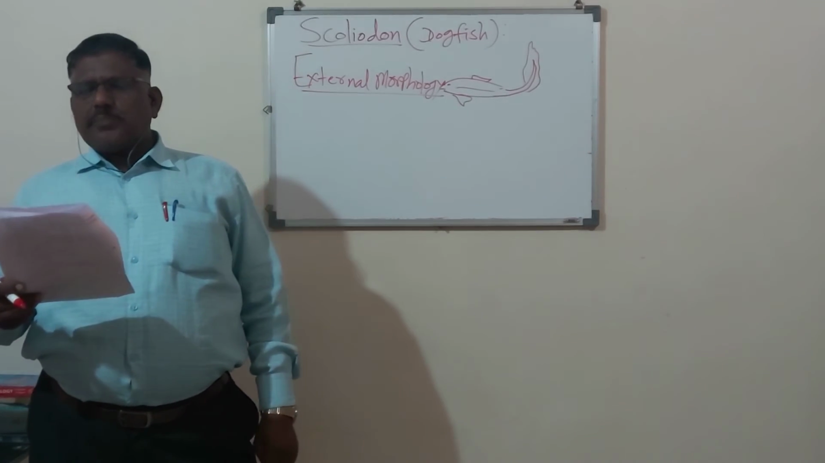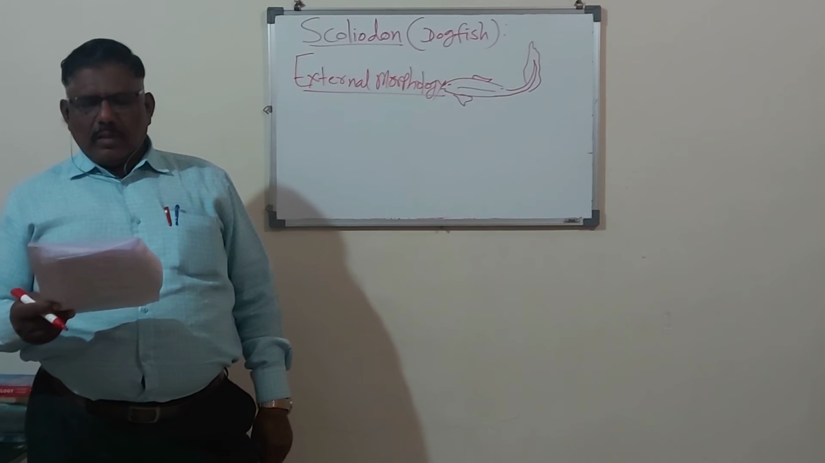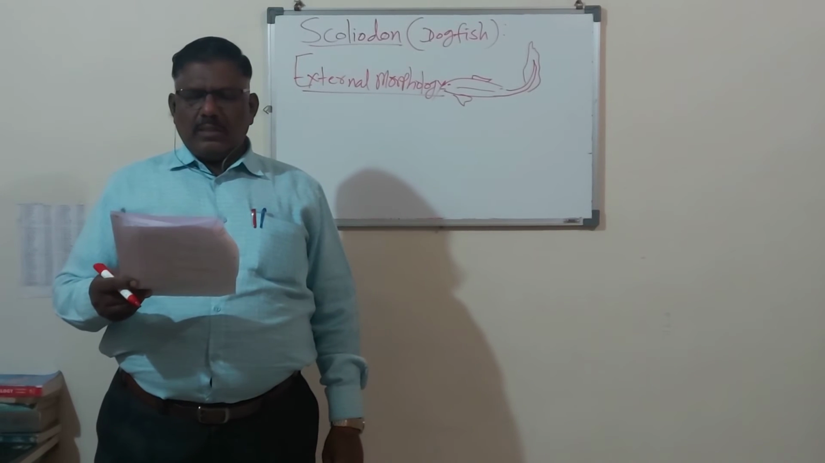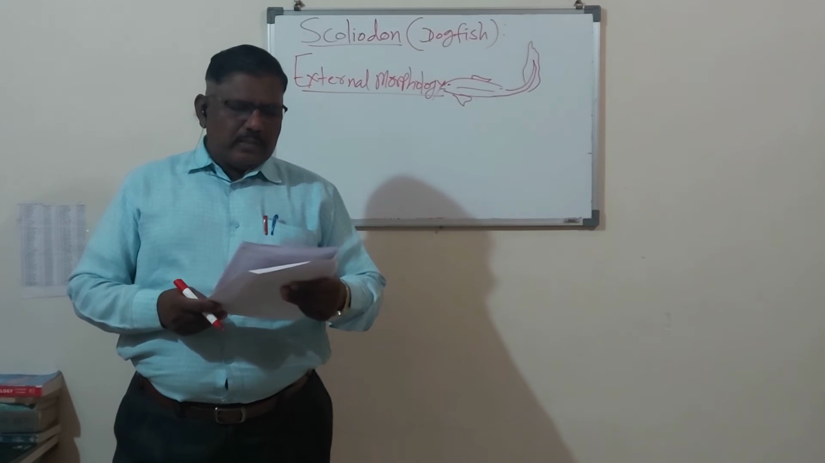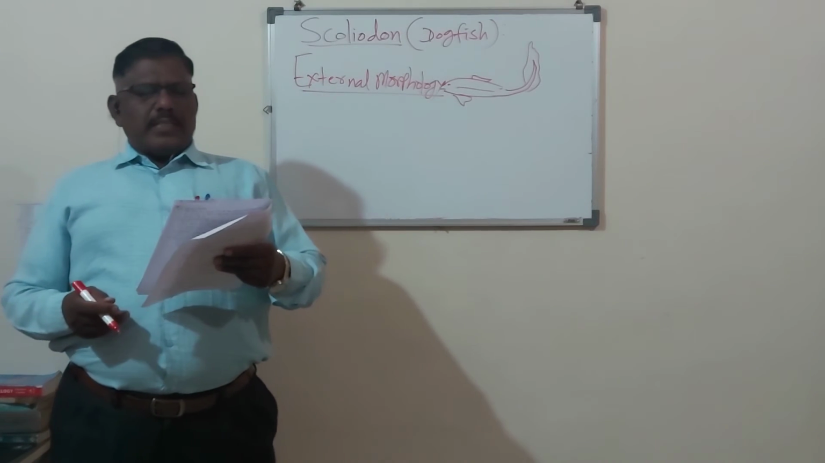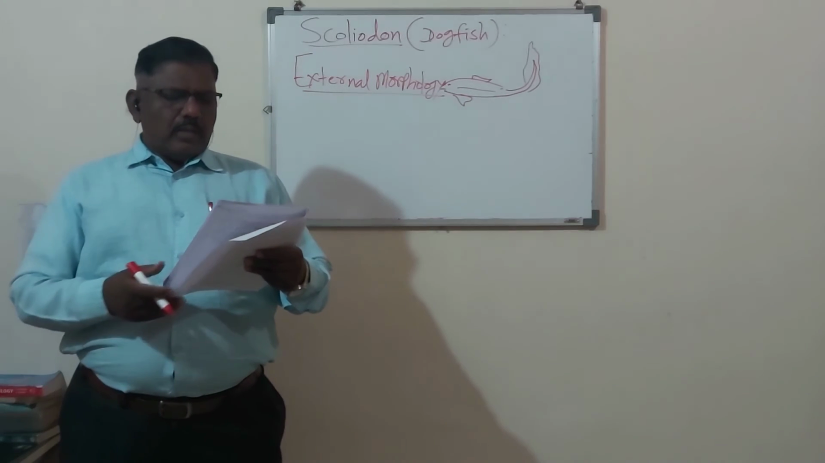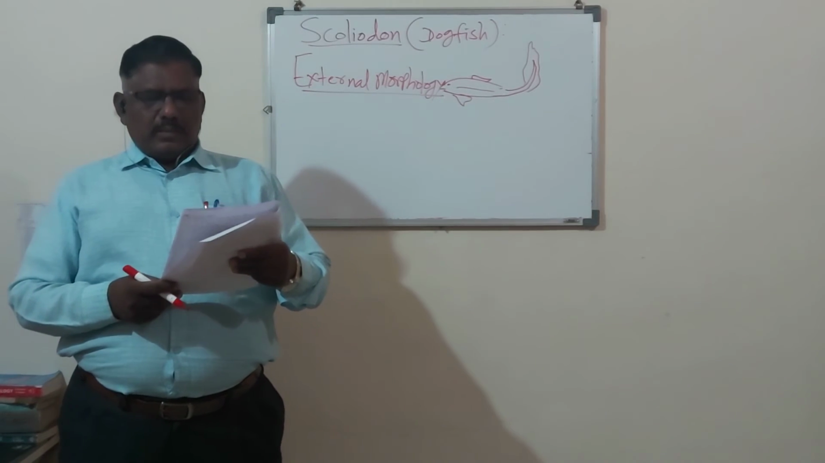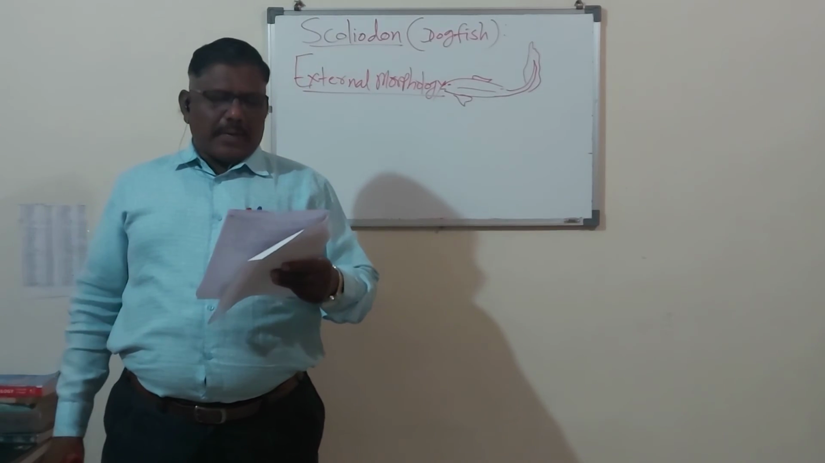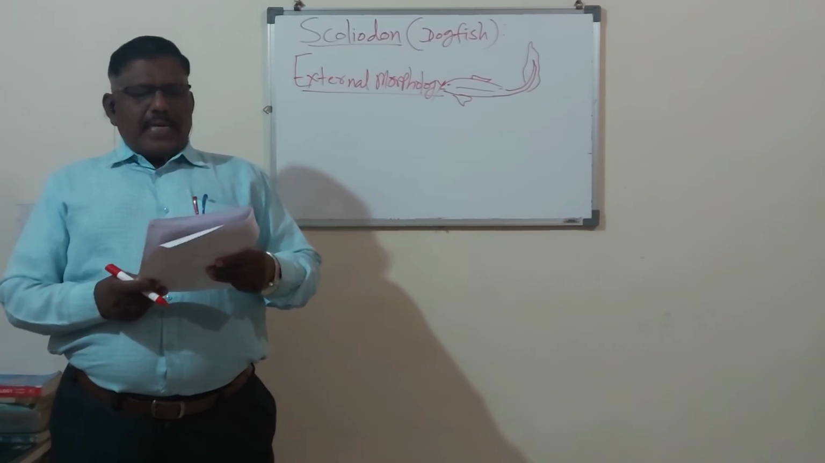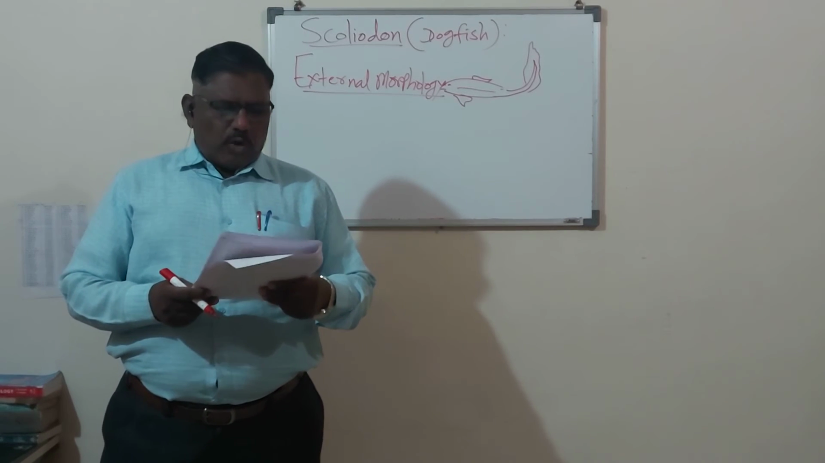The scoliodon has a spindle-shaped body, laterally compressed, elongated, body tapering at both ends. The full-grown scoliodon measures up to 30 to 60 centimeters in length. Its body color is dark gray dorsally and pale white ventrally. Caudal region and fins are more dark. Scoliodon has a counter shading adaptation. A faint lateral line sense organ is present on either side of the body.